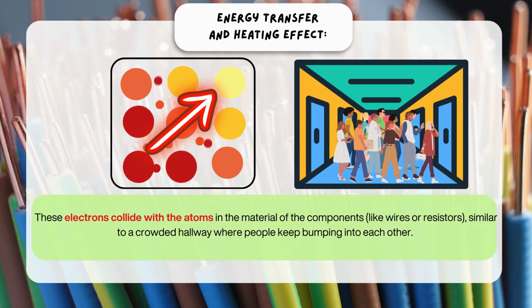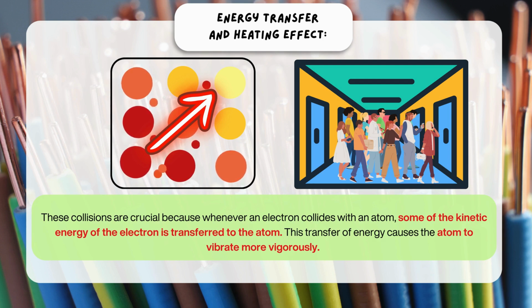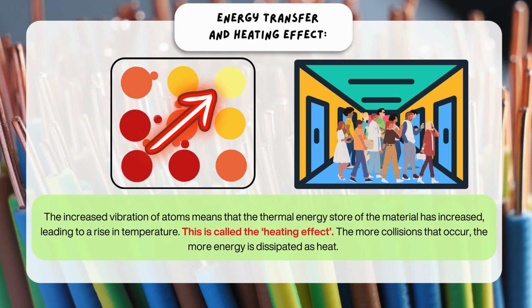These collisions are crucial because whenever an electron collides with an atom, some of the kinetic energy of the electron is transferred to the atom. This transfer of energy causes the atom to vibrate more vigorously. The increased vibration of atoms means that the thermal energy store of the material has increased, leading to a rise in temperature. In simpler terms, the material heats up. This is called the heating effect. The heating effect occurs when an electric current passes through a conductor and generates heat. It is unavoidable and happens in every electrical circuit to some extent. The more collisions that occur, the more energy is dissipated as heat.